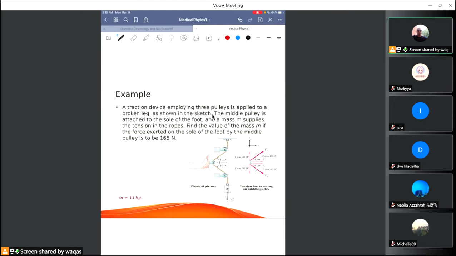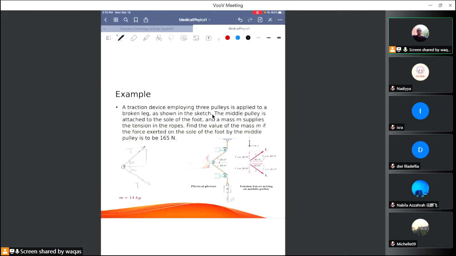Okay, this is our middle pulley, and this pulley, and here we have an angle of 40 degrees, here also 40 degrees. In this direction the tension is T, and here also we have a tension T. So we need to resolve.